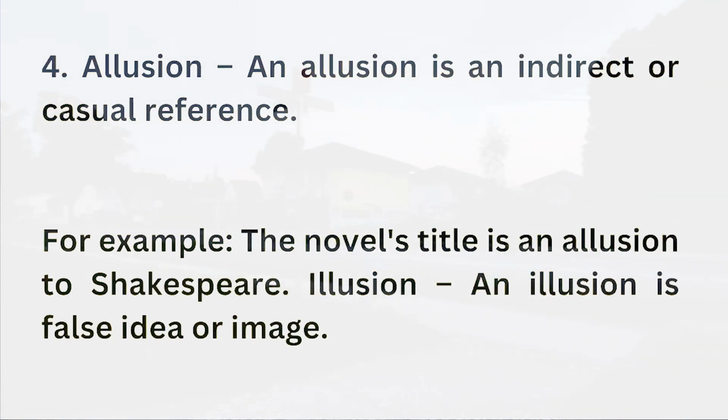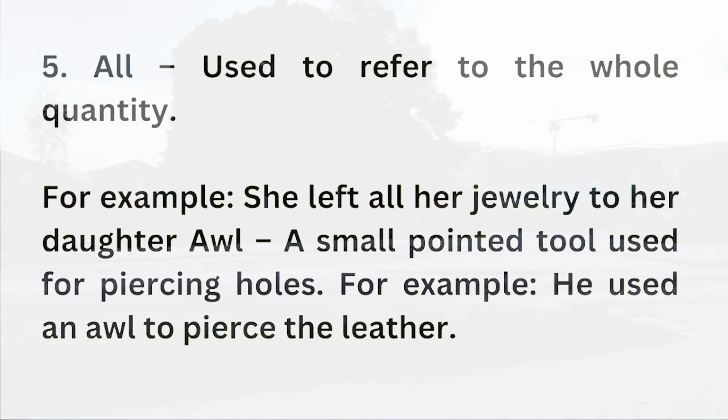4. Allusion. An allusion is an indirect or casual reference. For example, the novel's title is an allusion to Shakespeare. Illusion. An illusion is a false idea or image. For example, the tension between illusion and reality. 5. Awl. Used to refer to the whole quantity. For example, she left all her jewelry to her daughter. Awl, a small pointed tool used for piercing holes.